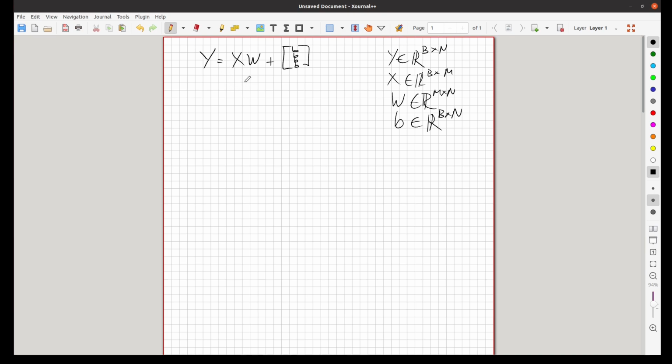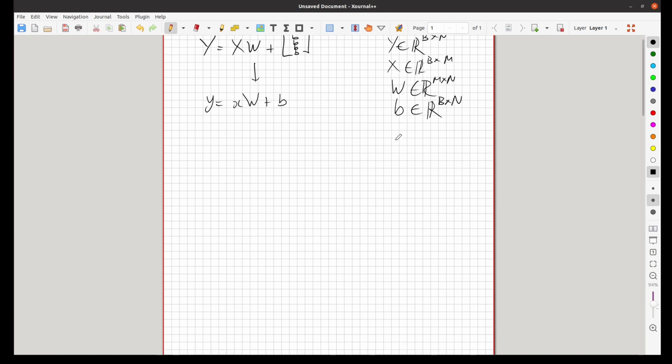To make this a bit simpler, when we're deriving the backpropagation, we could write this as small y equals small x times capital W plus b, where x is just a row vector and y is a row vector as well, like this.